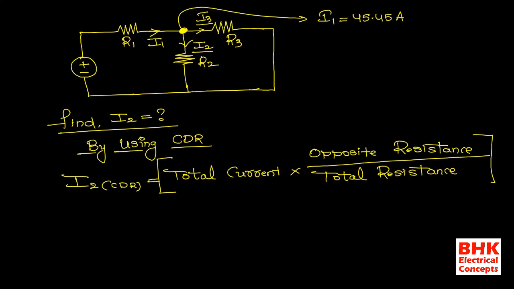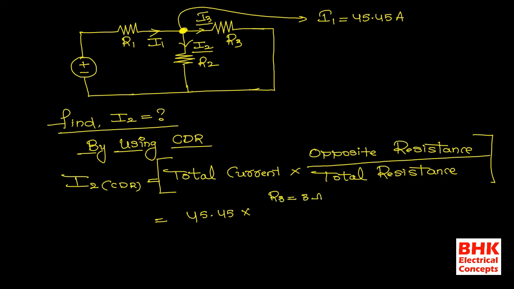If you are finding the value of I2, we need to consider R3, the opposite resistance. If you are finding the value of I3, we need to consider R2 as the opposite. So that is the reason why, finding the value of current I2 in the R2 branch, the total current available at the junction point is 45.45 into the opposite resistance, now we need to consider only R3.